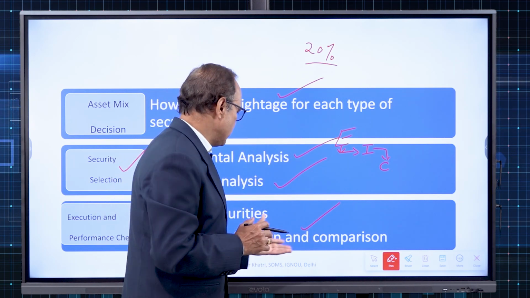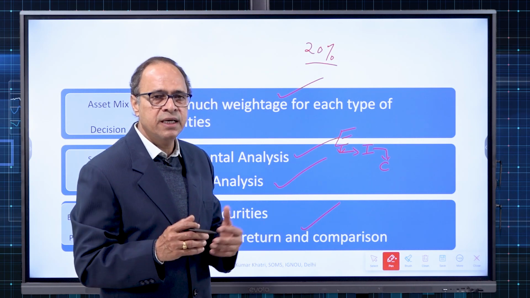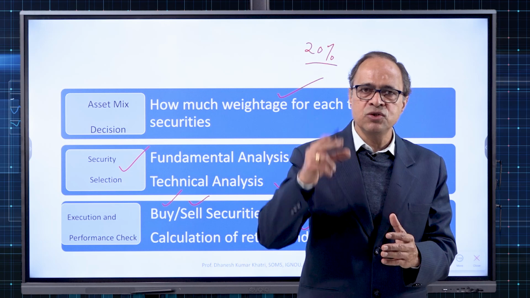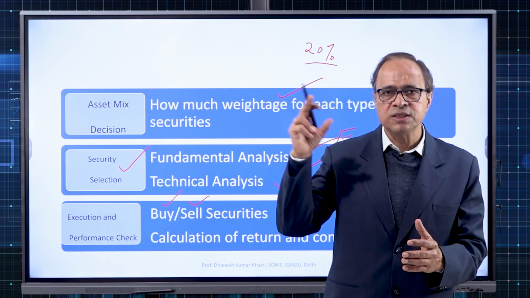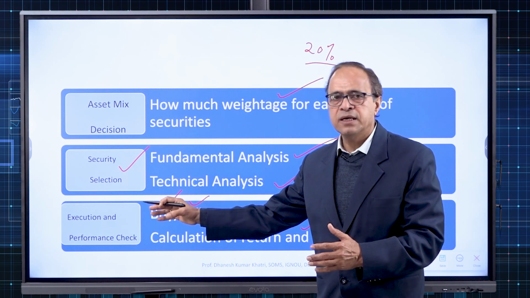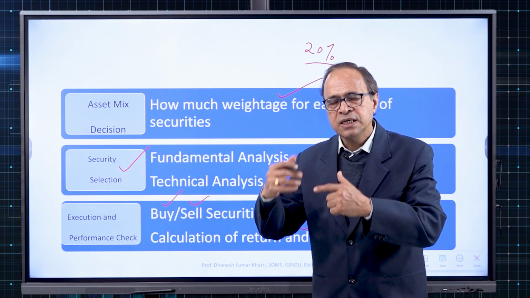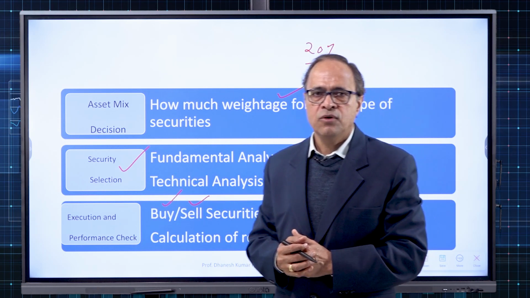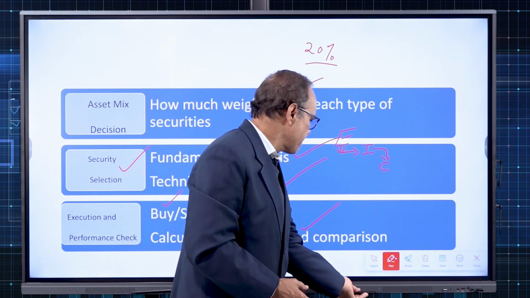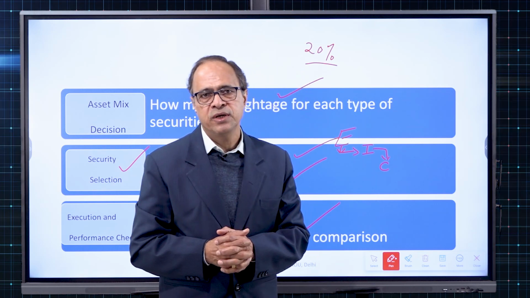So once you have done your performance review, then again a question comes, if you did not do well, then you will revise your objectives, you will revise your constraints, you will revise your asset mix decision, security selection, and then again execution. So this becomes a cyclical process, the portfolio management process. So that is how we decide where to invest your money, where not to invest.